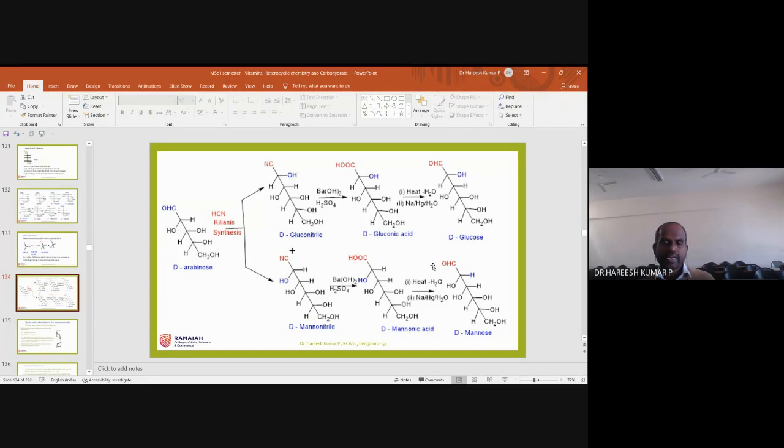Is there any doubt in Fischer-Kiliani synthesis? And also, if there is a doubt in determination of structure of aldose, triose, tetrose, pentose, hexose, that also you can ask. Is there any doubt up to today's class, starting from carbohydrates? Because from the next class onwards, I am taking a different concept, more particularly stereochemical aspects I will discuss. Any doubt?